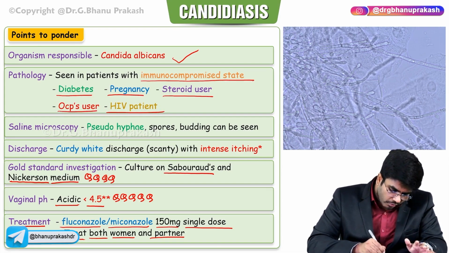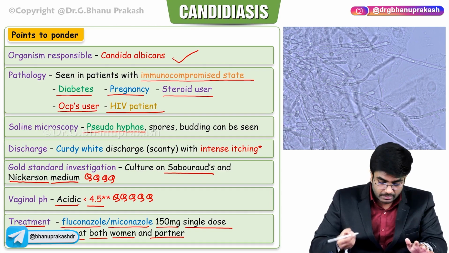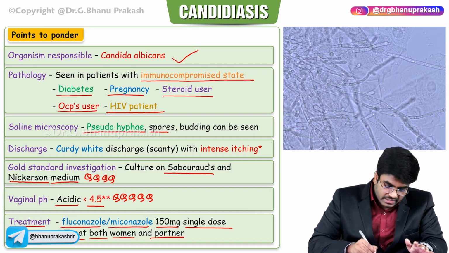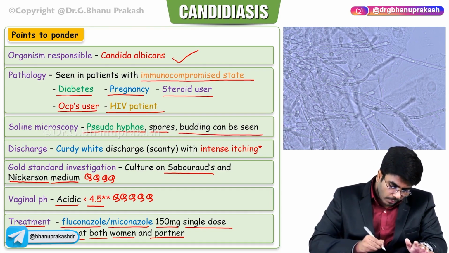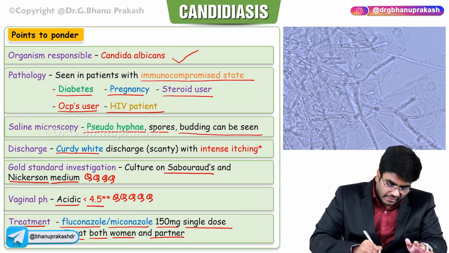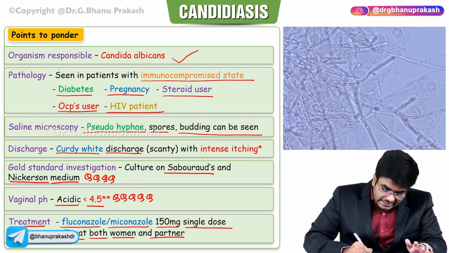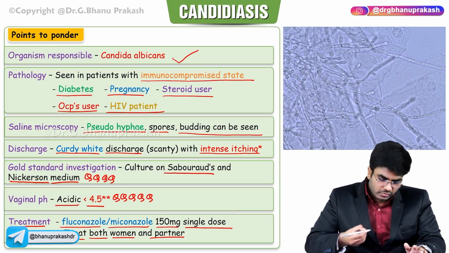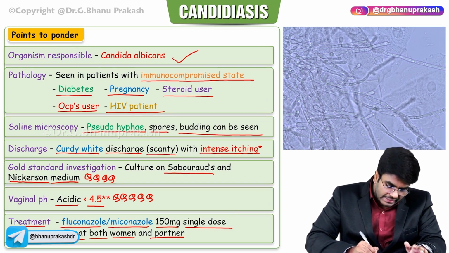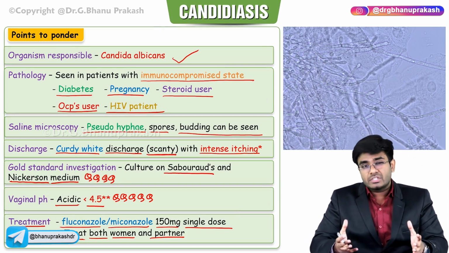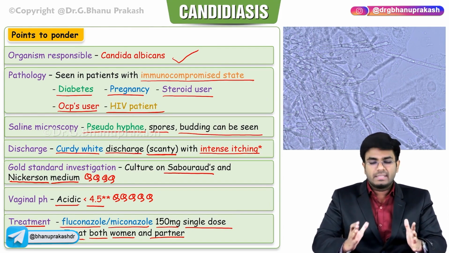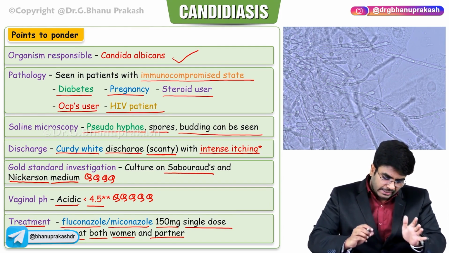On saline microscopy, what you can see: pseudohyphae, spores and budding can be seen. What about the discharge? The discharge is a curdy white discharge with intense itching. Usually here the discharge is scanty in nature. Not too much discharge, not frothy discharge, but a bit scanty.